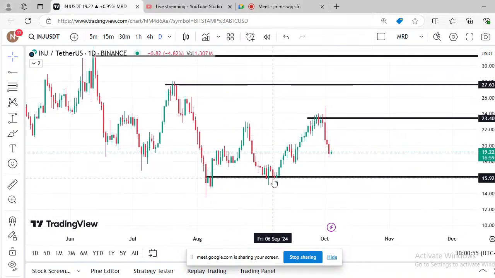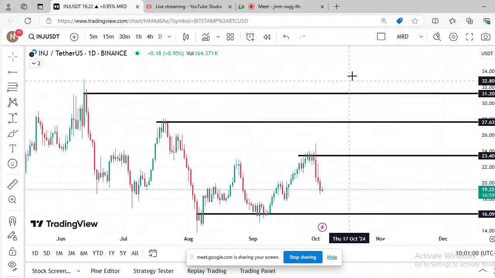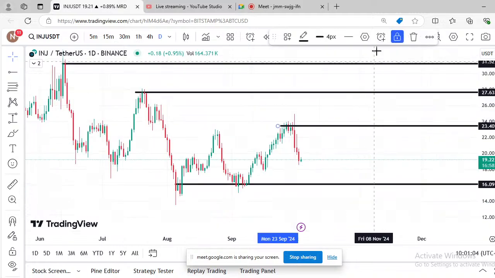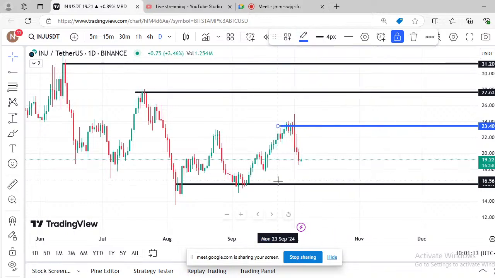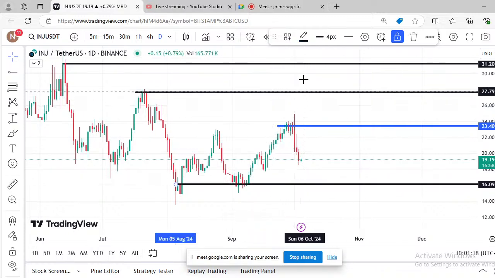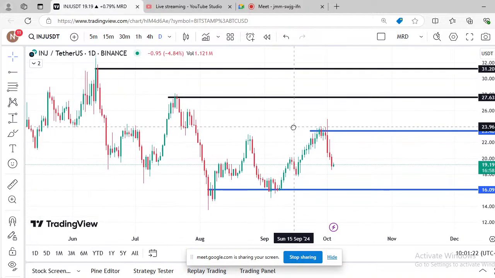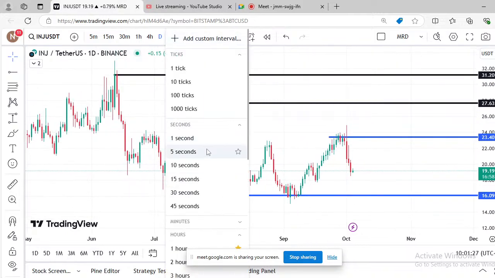Meaning, when we come from here, when we are moving up, we are focusing at what? We are focusing on these lines. So let me change these ones of 1 week to another color. Let's change them to blue for 1 week. Those ones are representing 1 week. Blue one, then black one, 1 day. Hope we are getting it. So let's go to 4 hours.